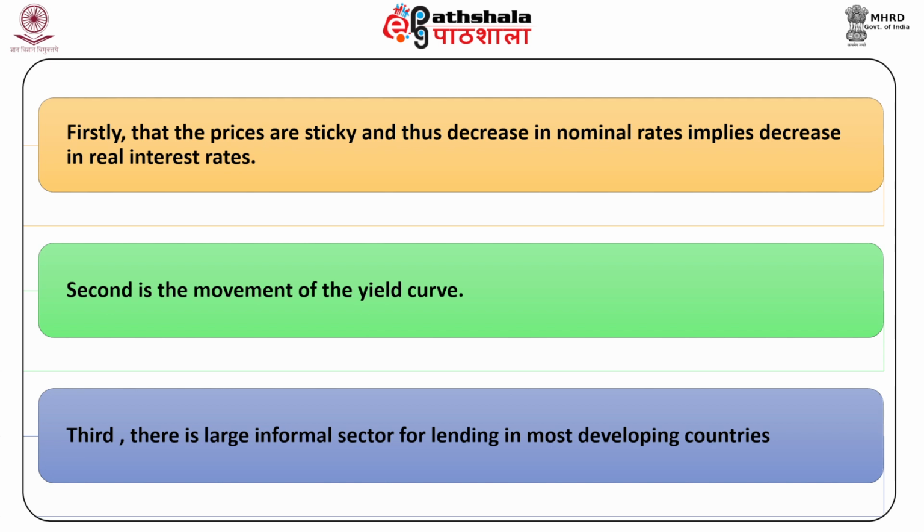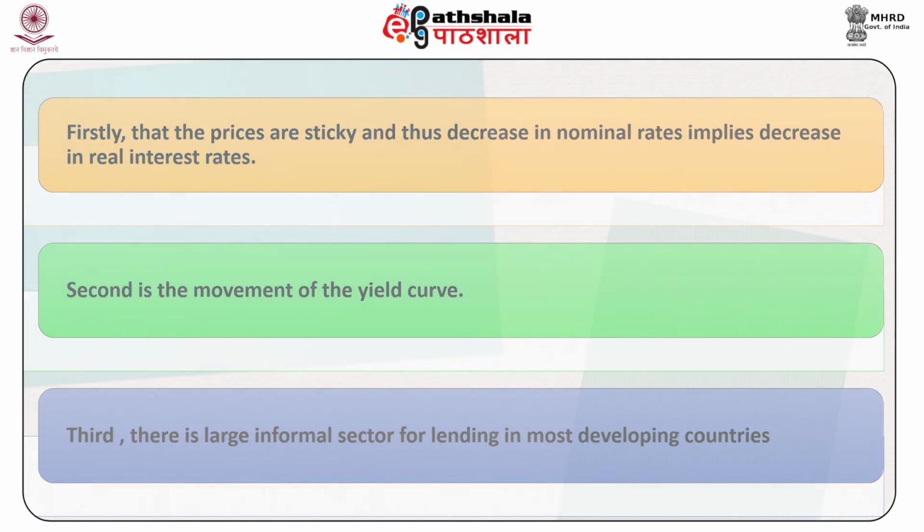Third, there is a large informal sector for lending in most developing countries. The size of this sector and the nature of its linkages with the formal financial system has important consequences for monetary policy transmission. When the central bank raises rates, the monetary policy transmission tends to be weak because this does not directly affect informal finance. This kind of informal lending may weaken the traditional interest rate channel in case of developing economies.